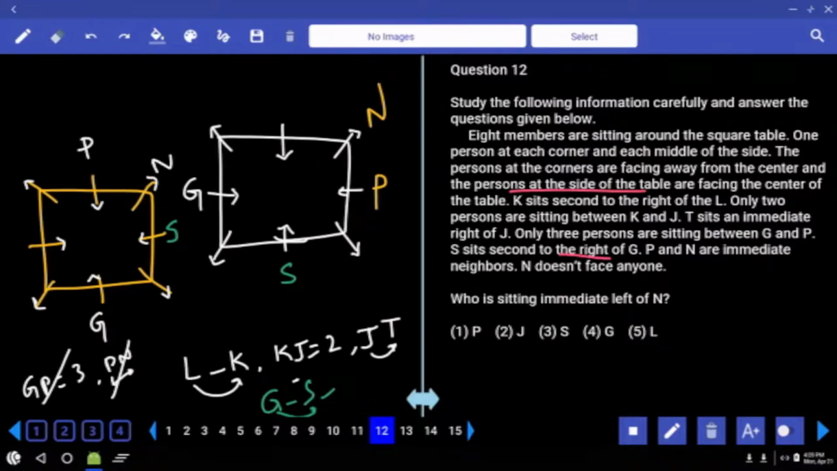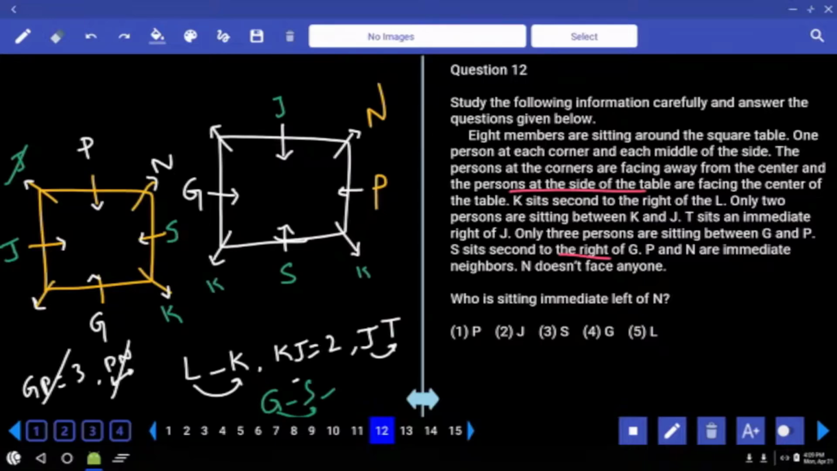K and J, there are 2 people. Now let us start with J. Can we have J at this place? If J is here, K and J have exactly 2 people between them. Now in this case, J cannot be here. Are you getting this? J is here, K will be here, 1 possible. 2 people between J and K. Now J is here, K can be either here or here, 2 possibilities.